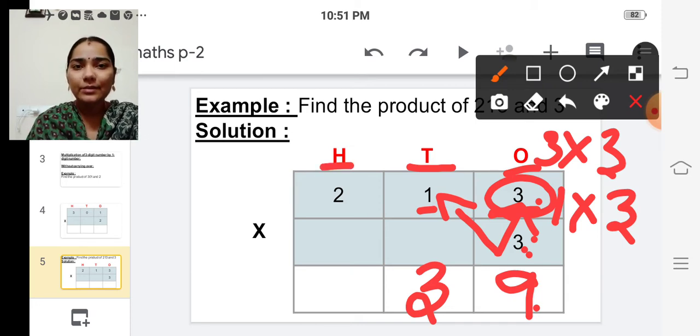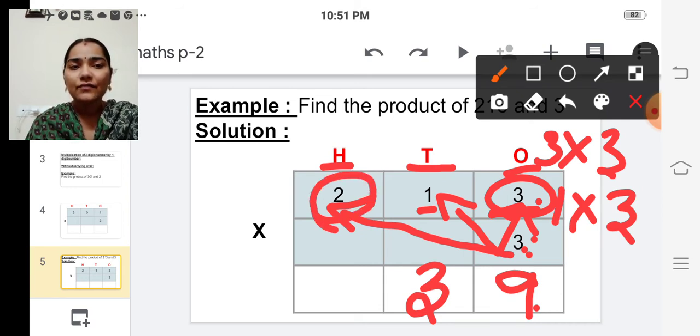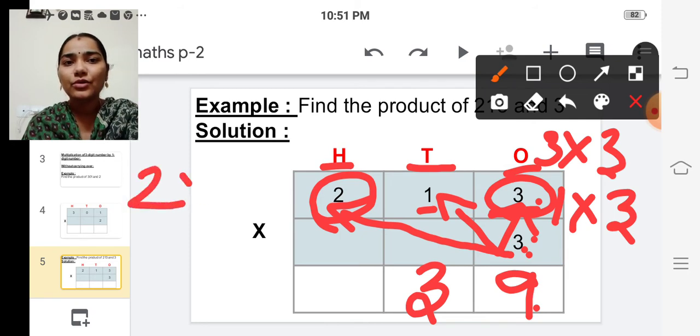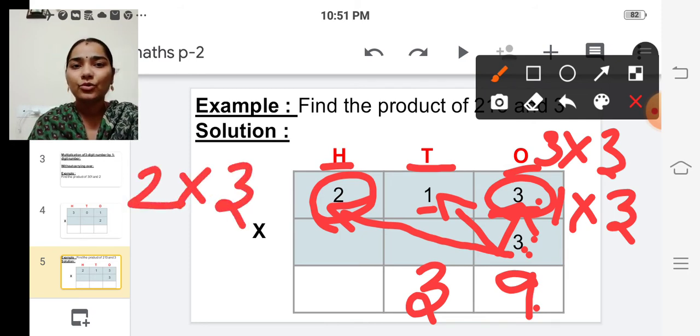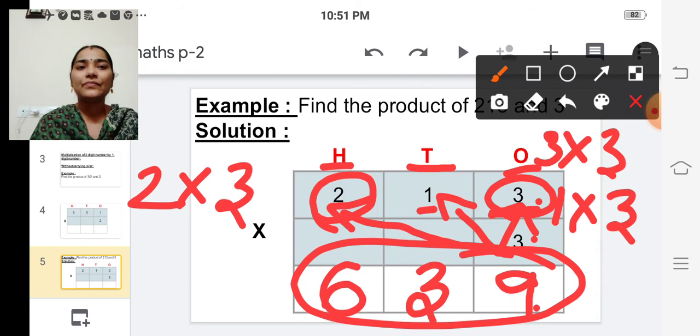So we are going to multiply the digit in the hundreds place by this 3. So what is the digit in the hundreds place? We are having 2, isn't it? So 2 into 3. 2 threes are 6, isn't it? 2 threes are 6. So write the 6 here. So we have got the answer 639. Is it clear, children?